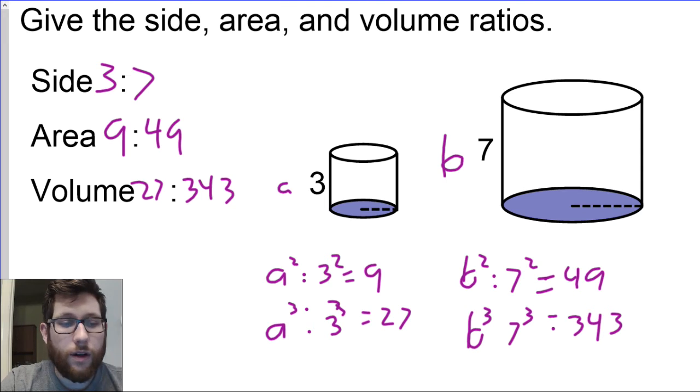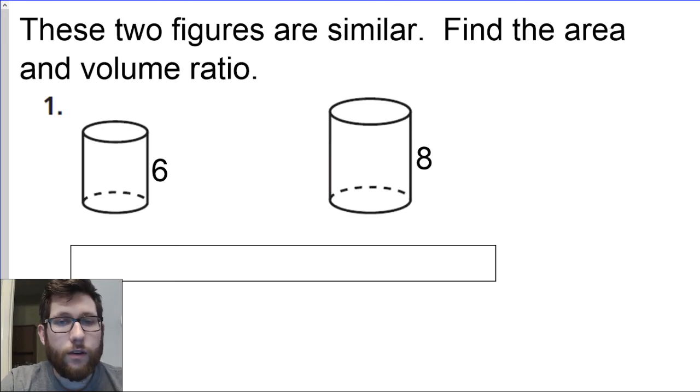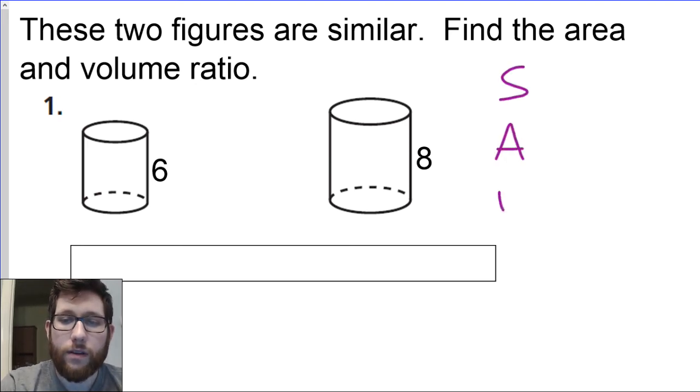All right, let's look at another example. Notice in this example, again, they ask for the area and volume ratio. So again, on the side, I'm just going to write SAV. My side ratio is 6 to 8. Now, before I write that down, the one thing I need to look out for is, can I reduce the numbers? And if I look at 6 and 8, I can reduce those. That reduces down to 3 to 4, right? My side ratio is 3 to 4.